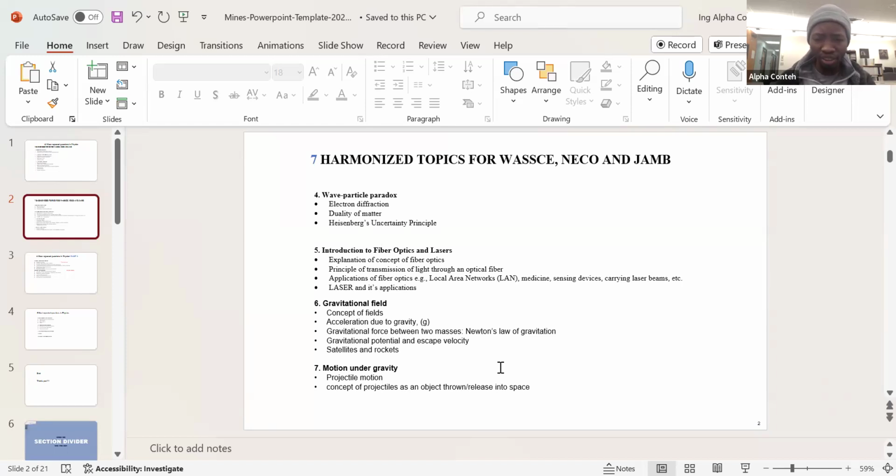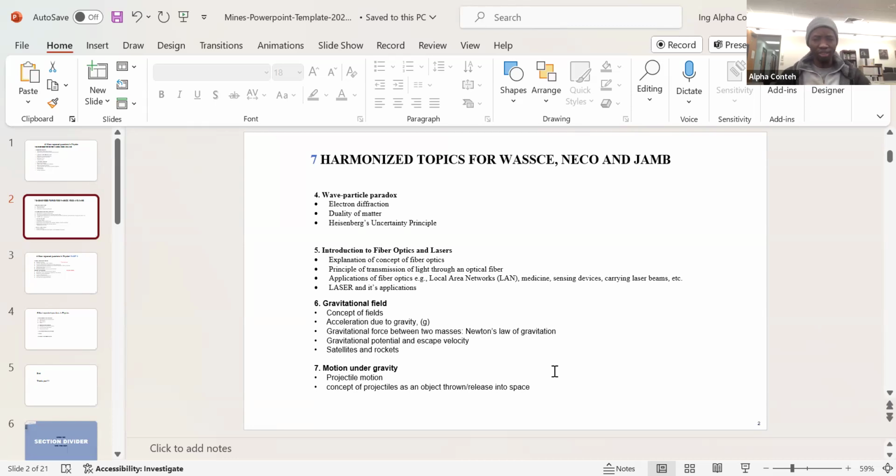You have to consider basic calculations under time of flight and maximum height. You may be asked to find your range, or you may be asked to find your maximum range. So all of these are things you have to consider under motion under gravity. From the first topic I have mentioned to this 7th topic, these are frequently drawn topics under part 1. So if you take your time and go through these topics, and you understand them to your fingertips, I bet you'll be able to have your A in physics for WASSCE, JAMB, and NECO.